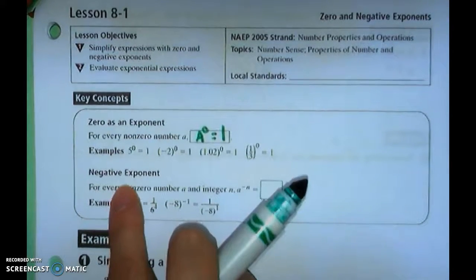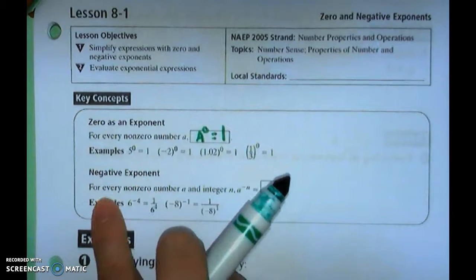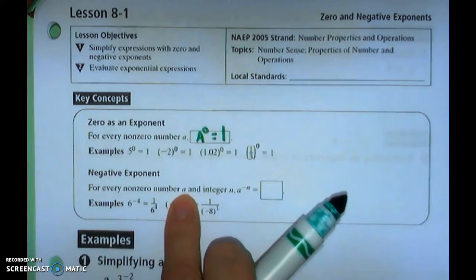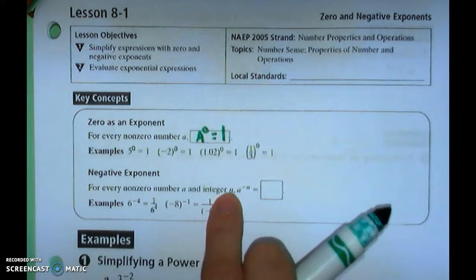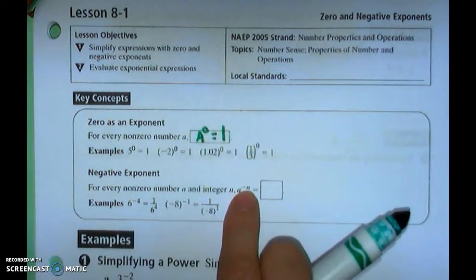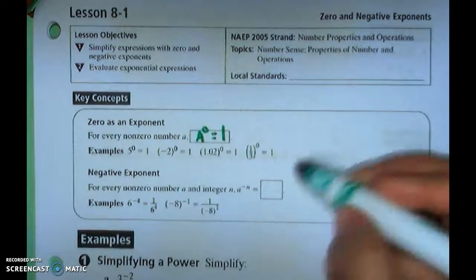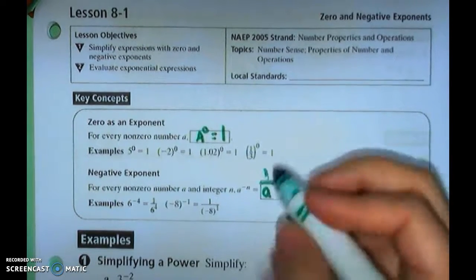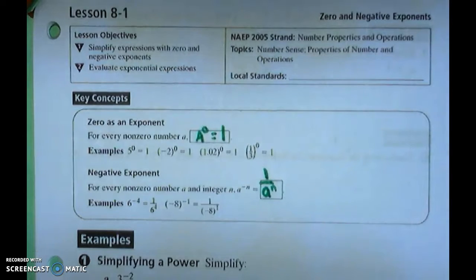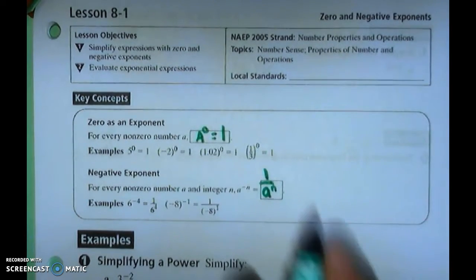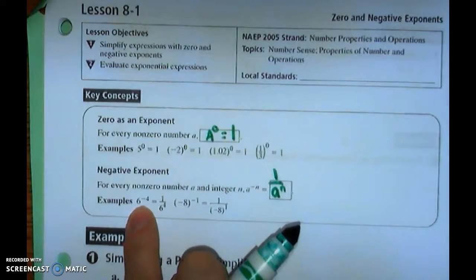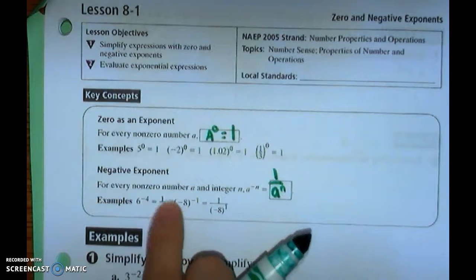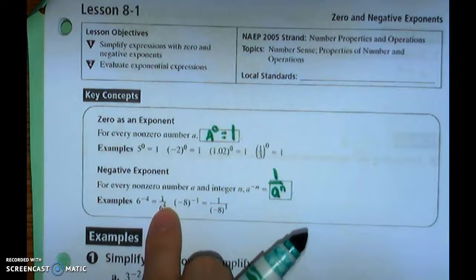And then we have negative exponents. For every non-zero number a and an integer n, a to the negative n is going to give you 1 over a to the n. Think back to our powers of 10 and how that can be applied. So notice here we have 6 to the negative 4th power. That just becomes the reciprocal, 1 over 6 to the 4th.